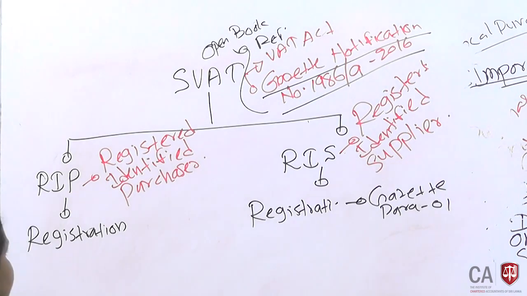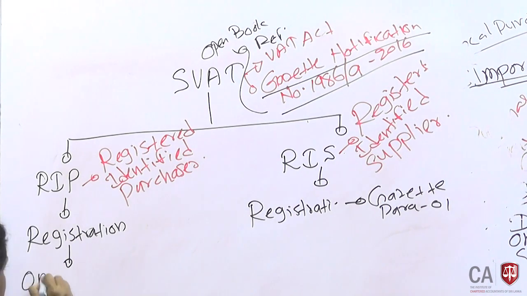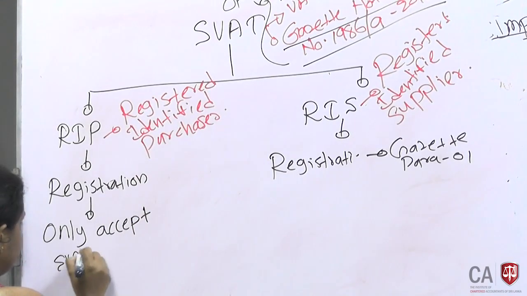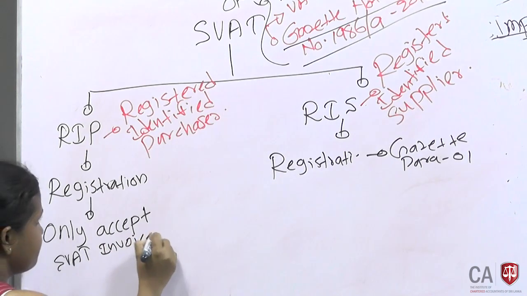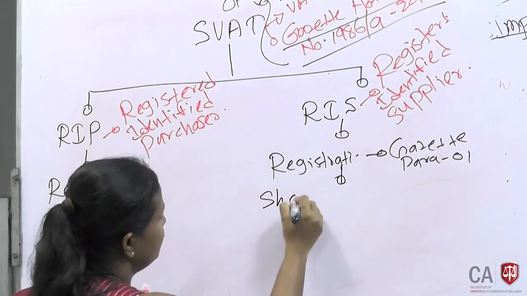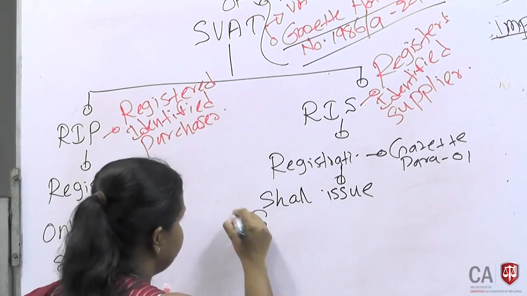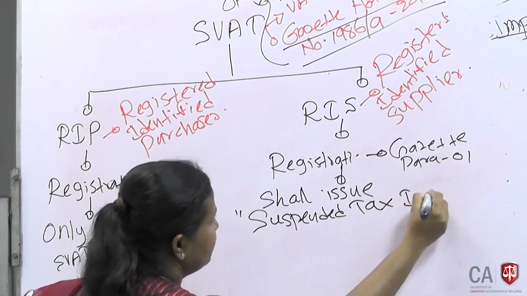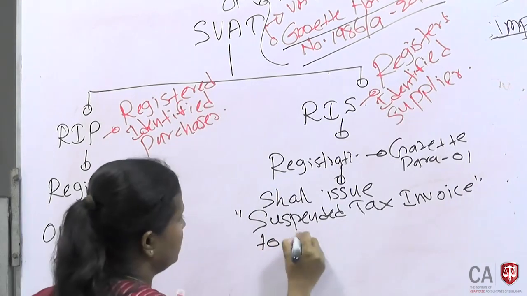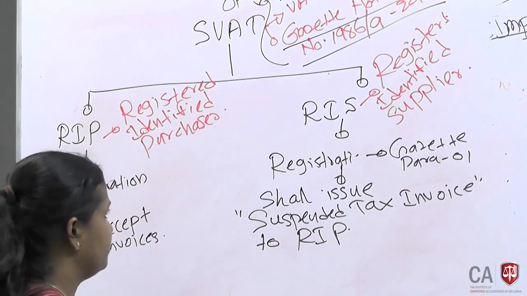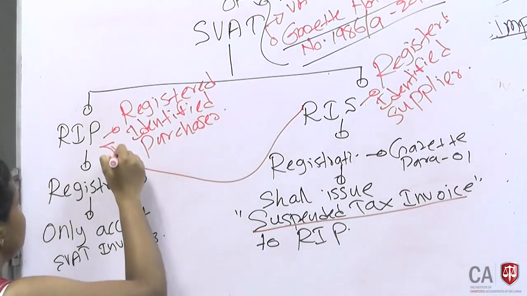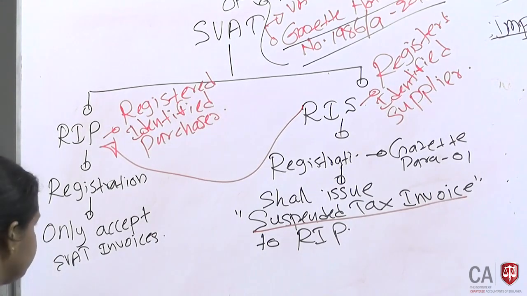Now here, 2: RIP shall only accept SVAT invoices. RIS shall issue a suspended tax invoice to RIP. Suspended tax invoice. Who is going to issue the invoice to whom? RIS is issuing the invoice to RIP.